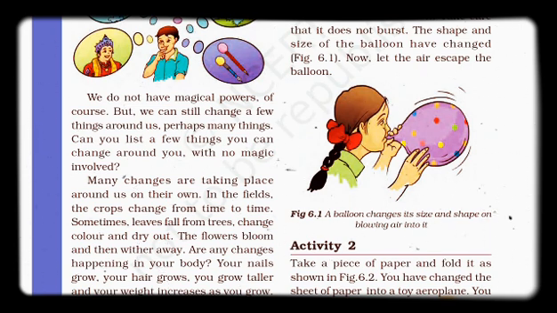Many changes are taking place around us on their own. In the fields, the crops change from time to time. Sometimes leaves fall from trees, change color and dry out. The flowers bloom and then wither away.